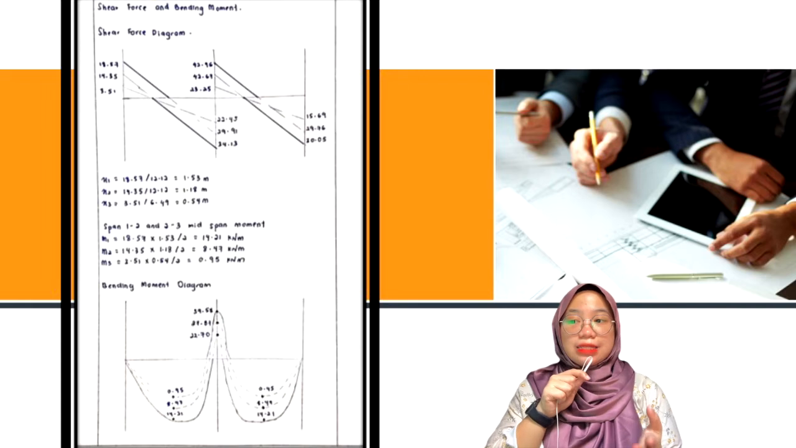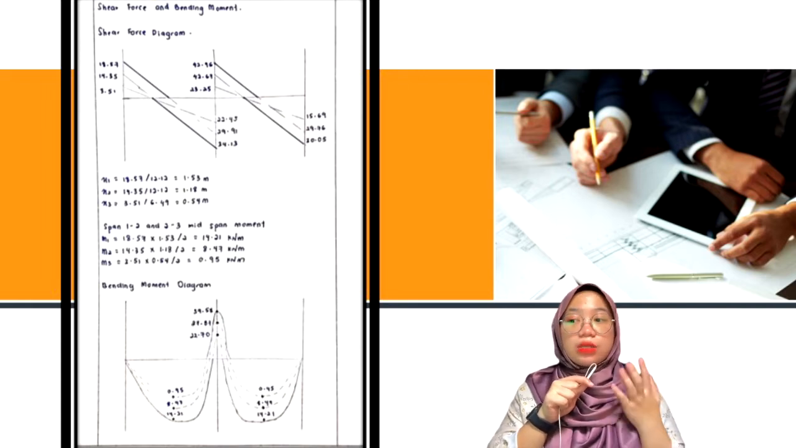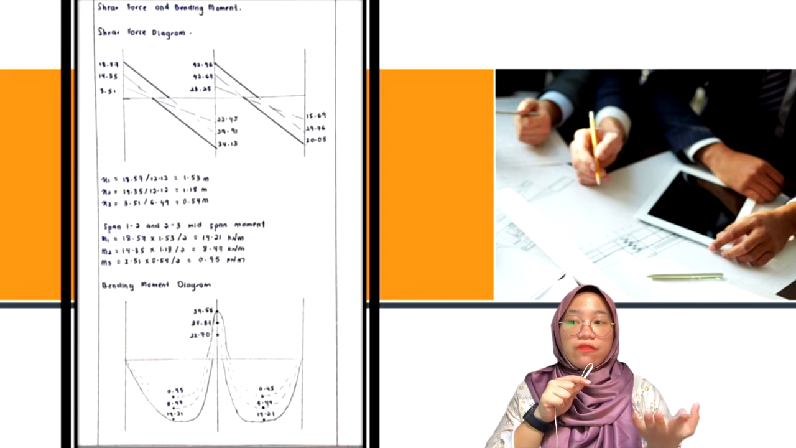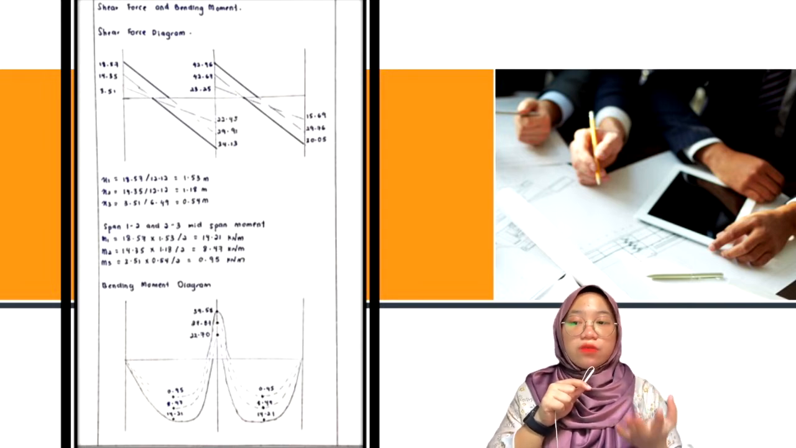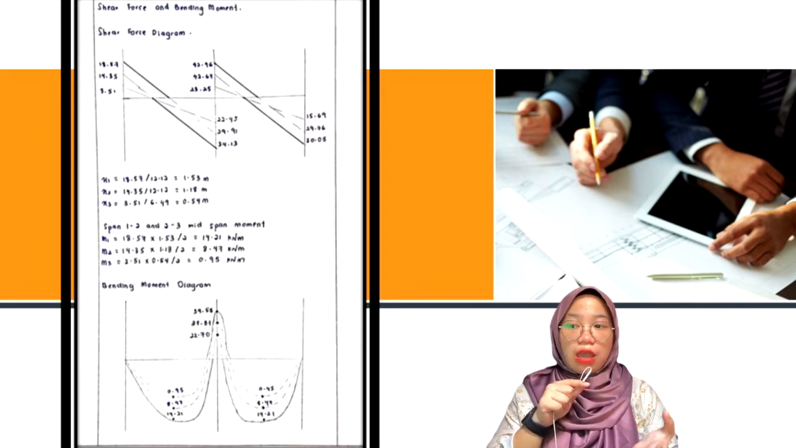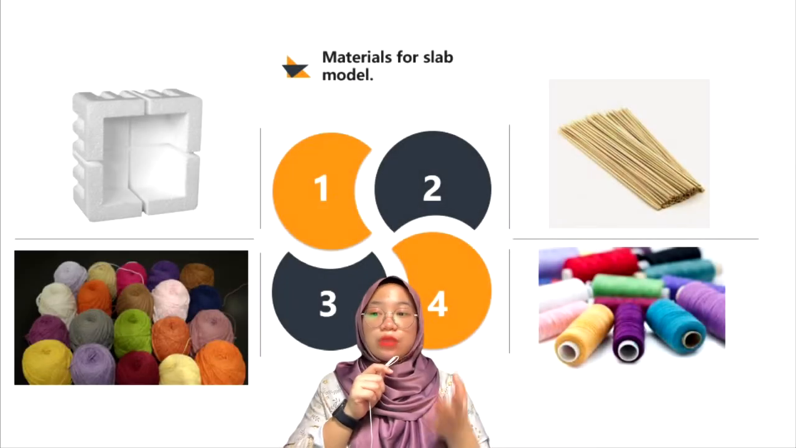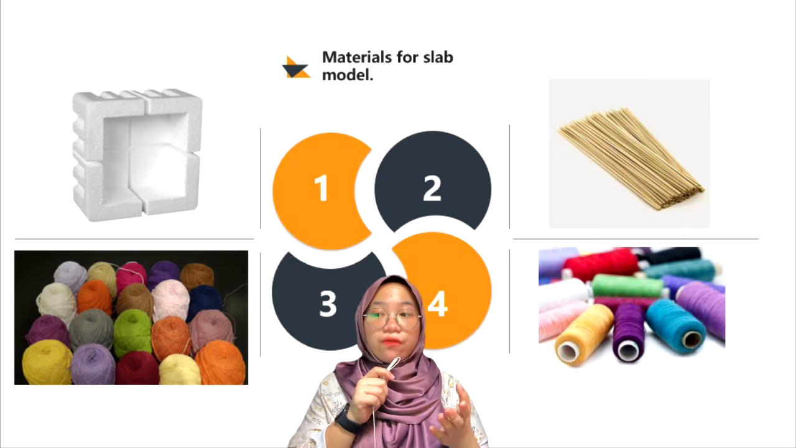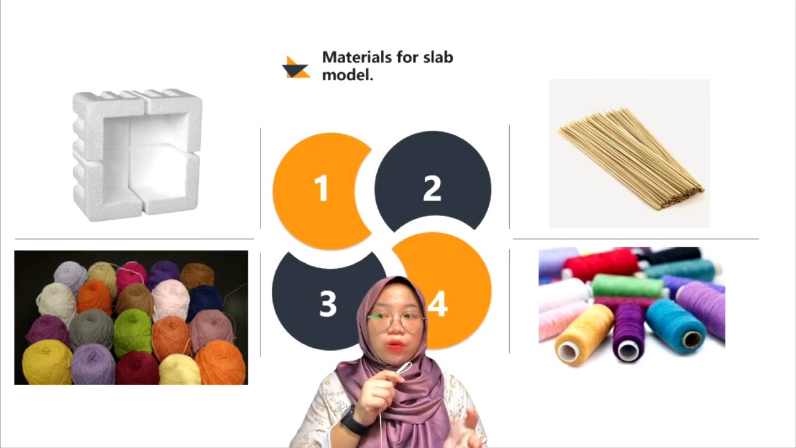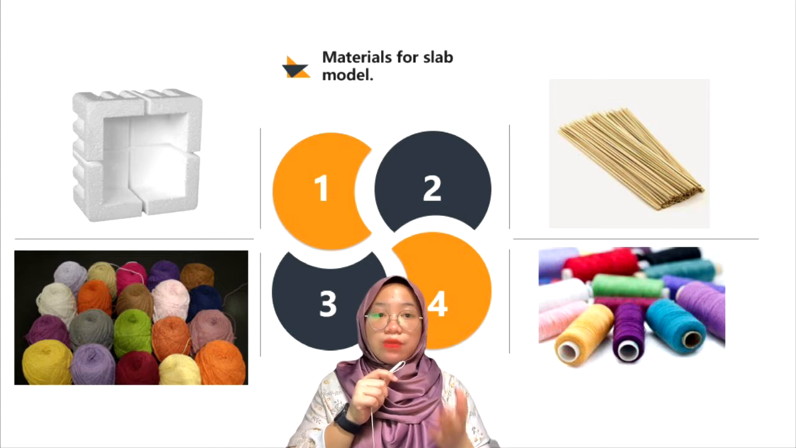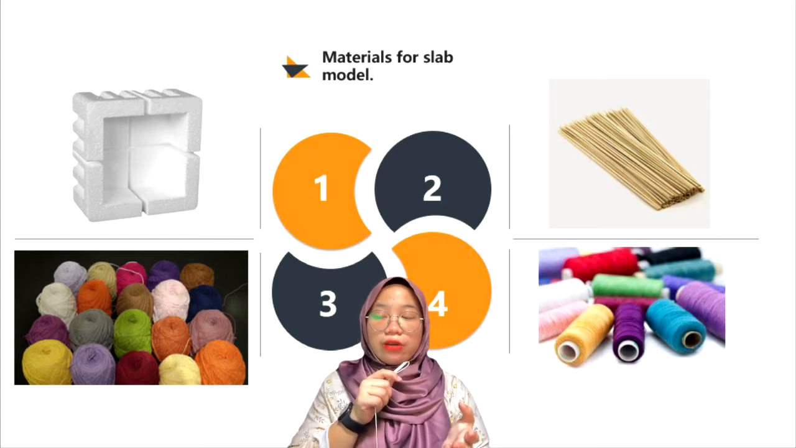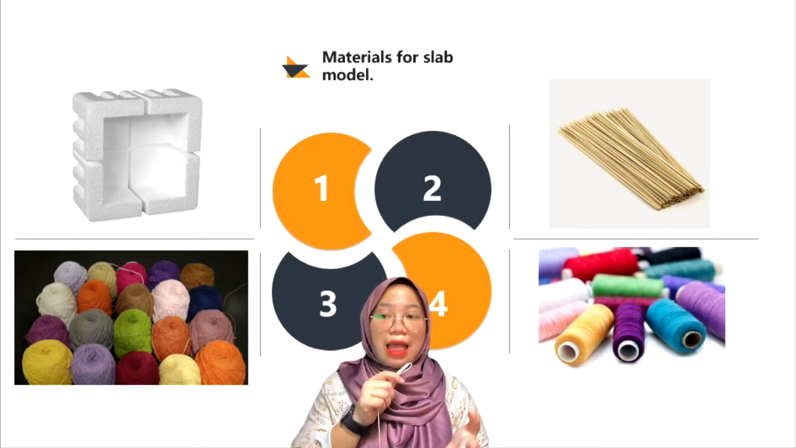For the beam analysis, for the various load cases to get the most adverse conditions at any section along the beam, the shear force and bending moment diagrams are drawn for these cases and the maximum shear and moment envelopes are constructed. Materials for the slab model that we use: first, styrofoam to replace concrete. Second, wooden skewers for the reinforcement that is visible. Third, wire for the reinforcement that is not visible, and thread for the tie reinforcement.